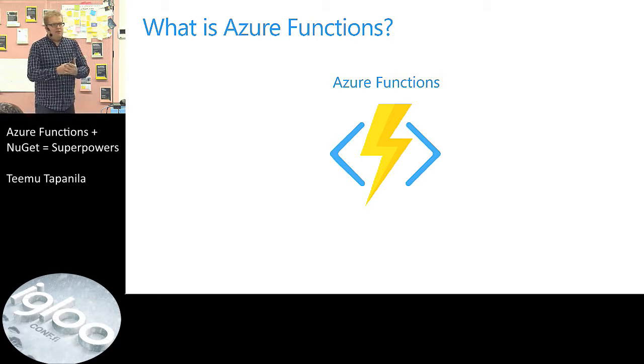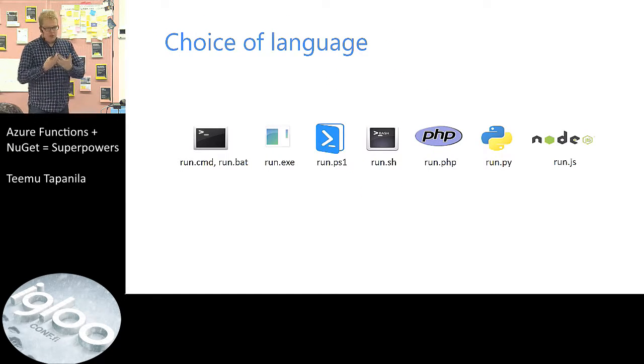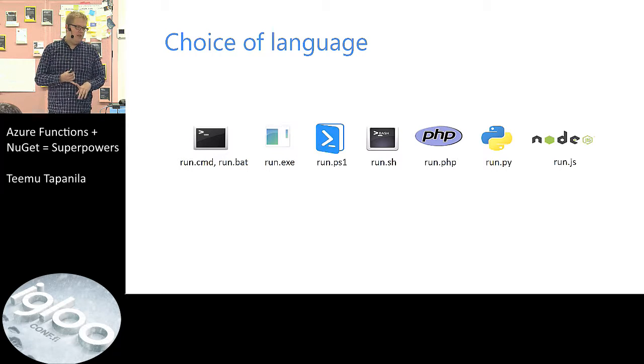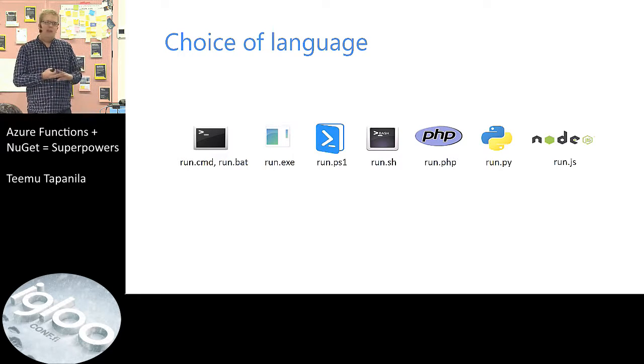So what do you do with Azure Functions? You have your code. You're not limited to .NET or Node or Java. Whatever you have that's compilable, if it's a batch script, PHP, Node, C#, C++, as long as you can compile it or it's one of the supported languages, you can run it on Azure Functions.